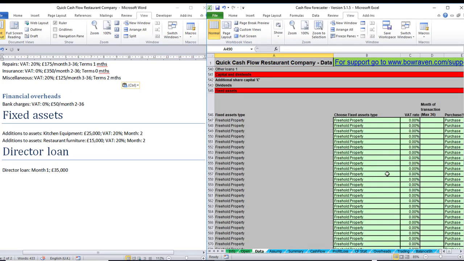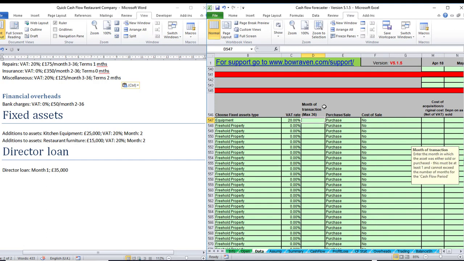I'll just show you how to quickly enter those. So the first one is kitchen equipment. So I'm going to change that to equipment. Our VAT rate is 20%. Just move that out of the way so we can see what we're doing. The month of the transaction. So we're saying we bought this in month 2. It's a purchase, and the cost of acquisition in this case is £25,000, and that's all the entries you need to do.